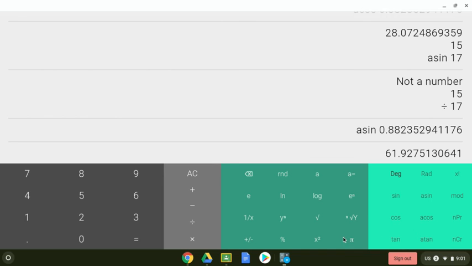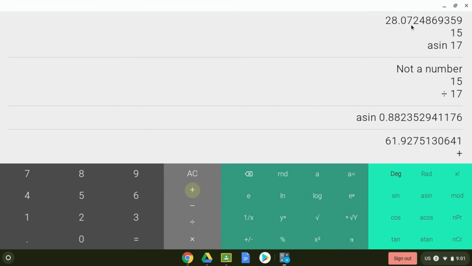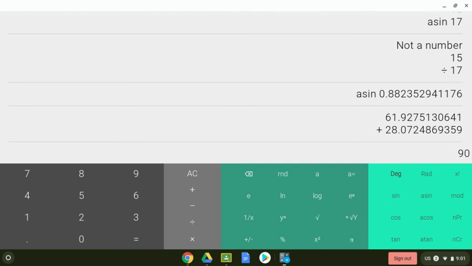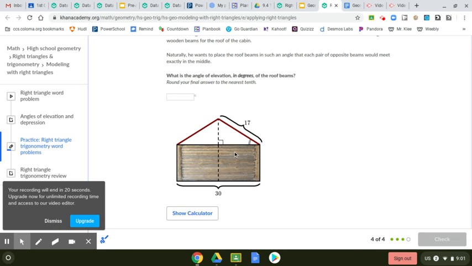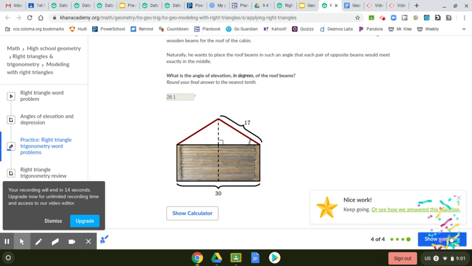And just to prove it, hit plus, copy, paste. There's my 90. So I know I'm correct. So again, 28.1 is rounded to the nearest tenth. I think that's what the directions said. Go back and look at Khan Academy and prove that I'm correct. Yep. Type in the 28.1 and hit check.